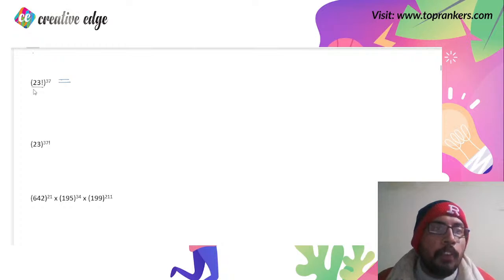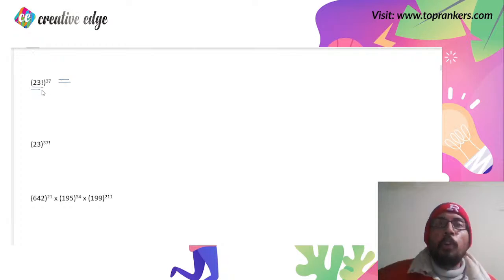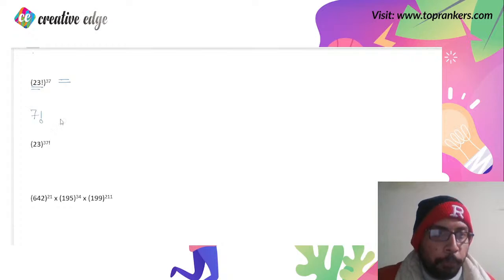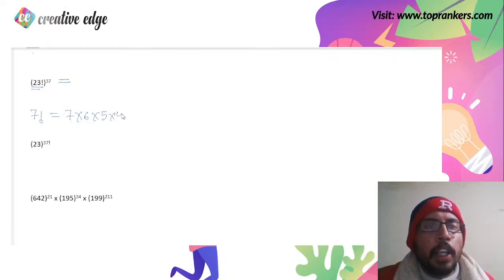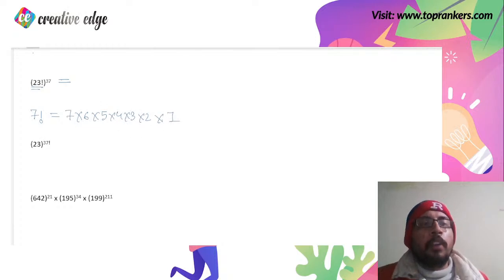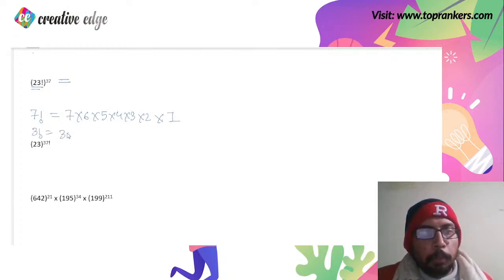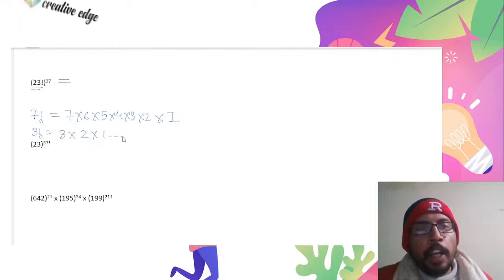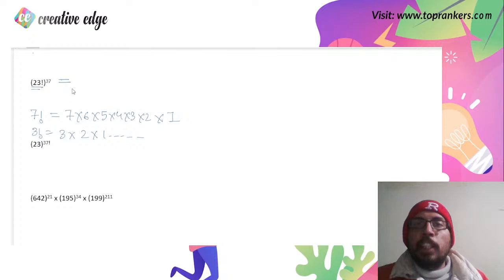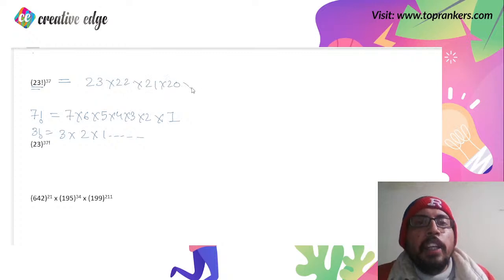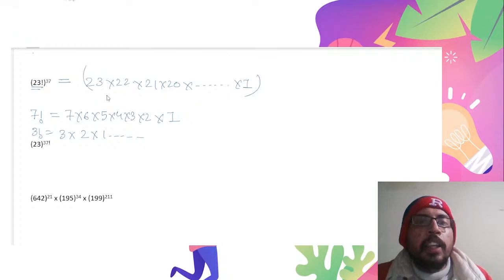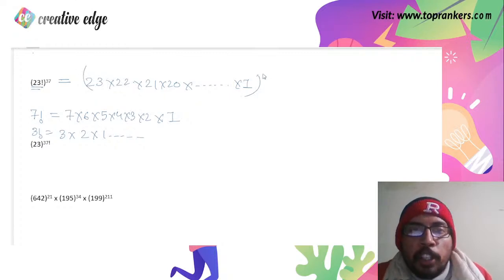Now this is 23 factorial. Those who do not know what exactly factorial is: for example, 7 factorial is nothing but 7 into 6 into 5 into 4 into 3 into 2 into 1. 3 factorial is 3 into 2 into 1, and so on. In the same way, 23 factorial is 23 into 22 into 21 into 20, and it keeps going till 1. And this entire multiplication has power 37.